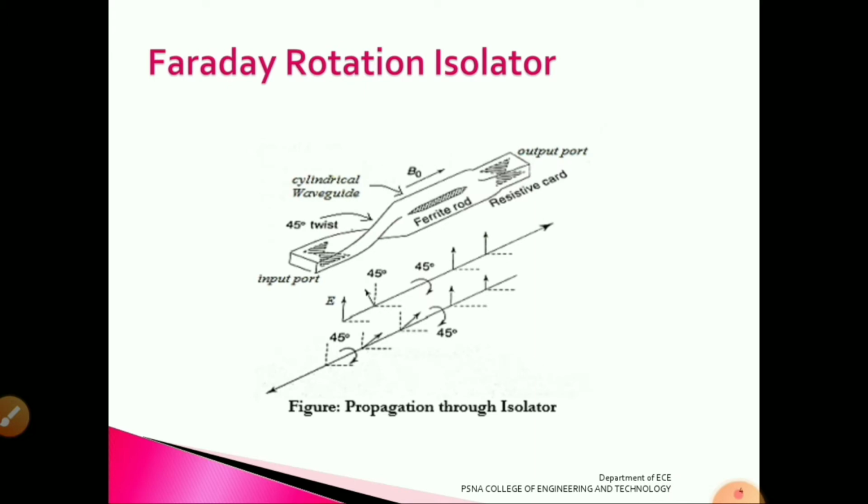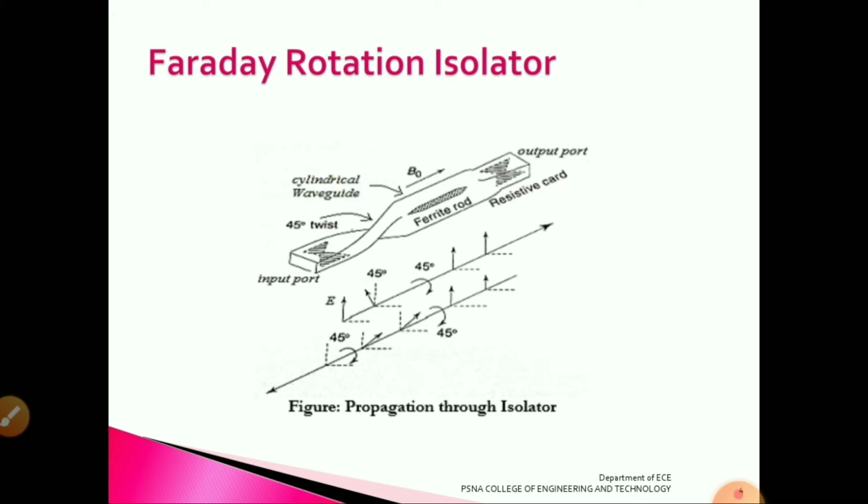Faraday rotation isolator. As seen in the diagram below, we can see that there is an input port and an output port. Resistive cards are placed at the input and the output. These resistive cards do not absorb the wave whose plane of polarization is perpendicular to them, but they absorb a wave whose plane of polarization is parallel to them.